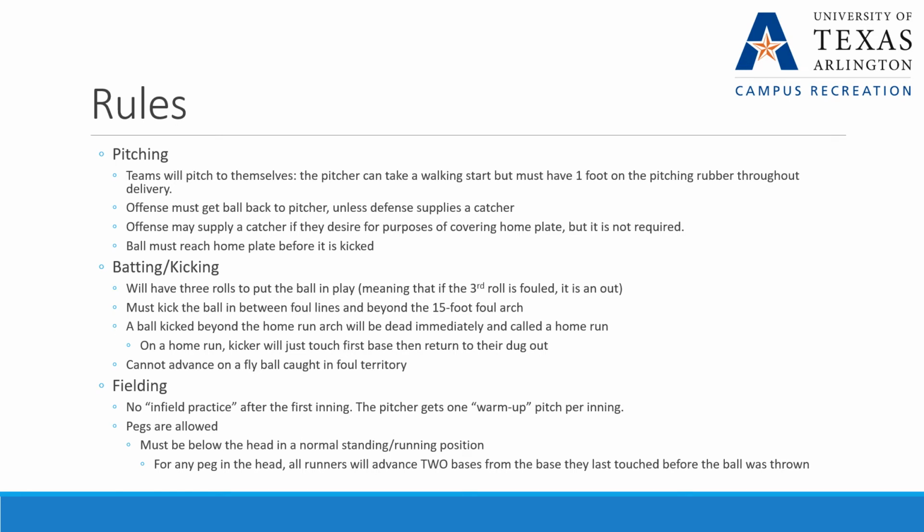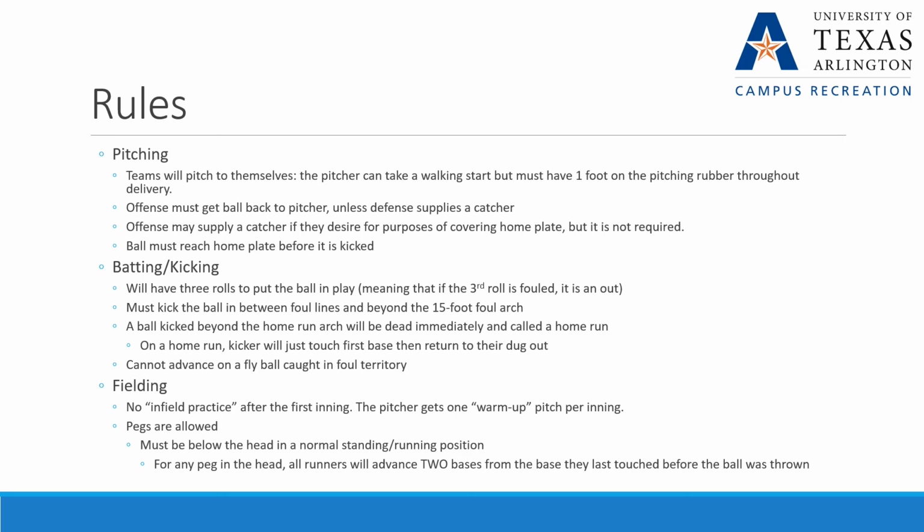The ball must reach home plate before it is kicked. For batting/kicking, the teams will have 3 rolls to put the ball in play, meaning that if the 3rd roll is fouled, it's an out. The teams must kick the ball in between the foul lines and beyond the 15-foot foul arch. A ball kicked beyond the home run arch that we discussed previously will be dead immediately and called a home run. On a home run, the kicker just touches first base, then returns to their own dugout. A fly ball caught in foul territory cannot be run on.